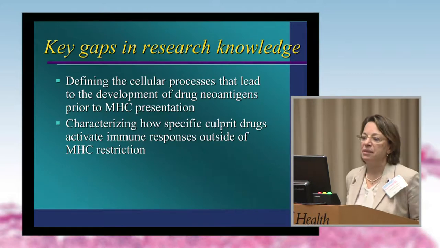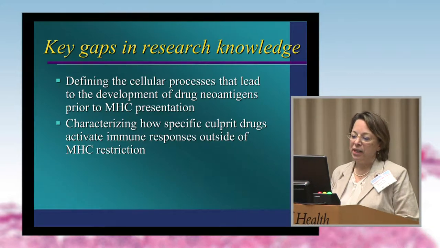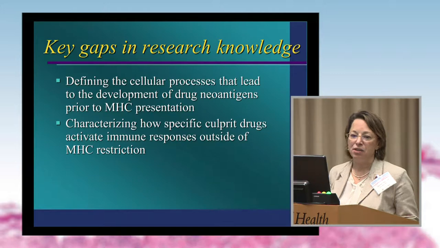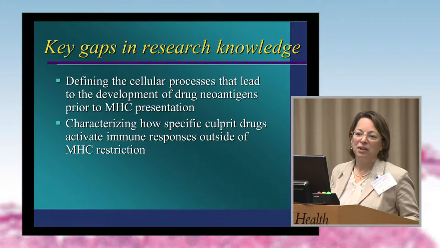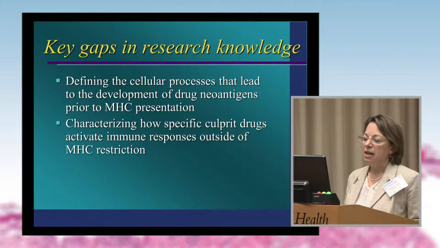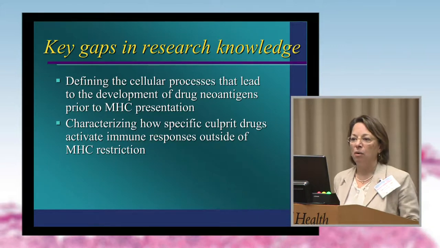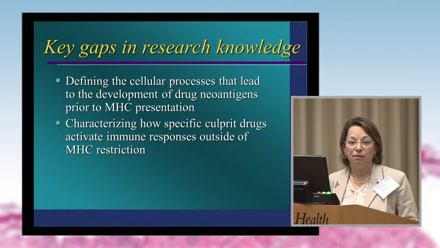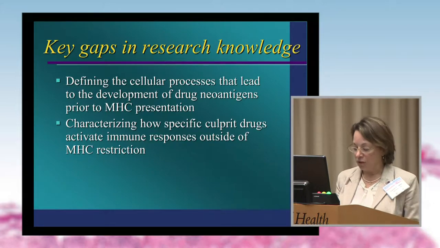So as far as key gaps, one of the first we came up with was defining the cellular processes that lead to the development of drug neoantigens prior to MHC presentation, so trying to understand what drives drug to the MHC molecule so that it gets presented to the immune system. And we kept that purposefully broad, but in the meeting we talked about specific things that you would do to address that. The second would be characterizing how specific culprit drugs activate immune responses outside of MHC restriction, because certainly MHC isn't everything.